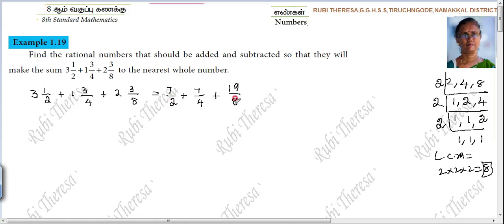It is the multiple of 2. It comes in the 4 table. 8 is the multiple of 4. So 8 is the LCM. Do you follow or not?